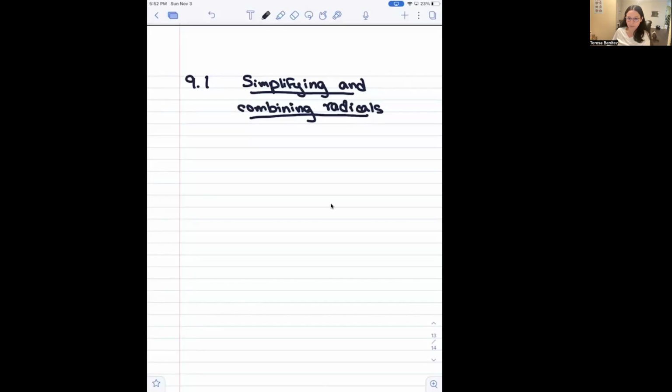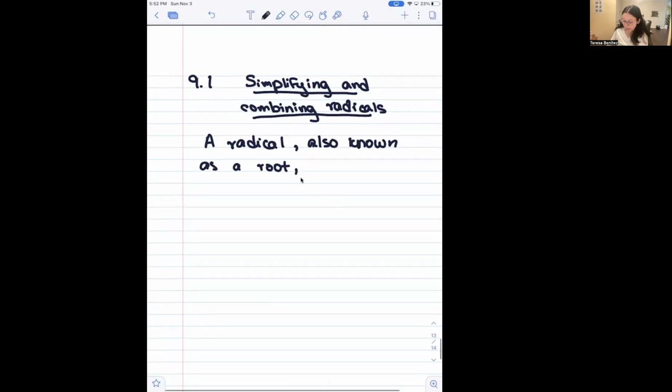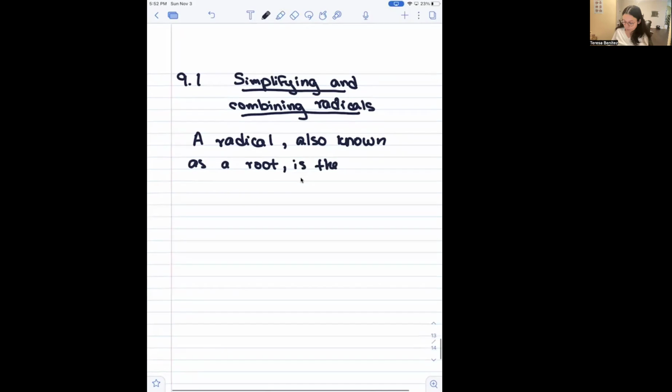Okay, so now let's share the iPad and let's begin the actual lesson. Simplifying and combining radicals. A radical, also known as a root. Again, you can use a handout or take your own notes, but the handout has a lot of this information or some space available to write down this information. This is a mathematical inverse of an exponent.